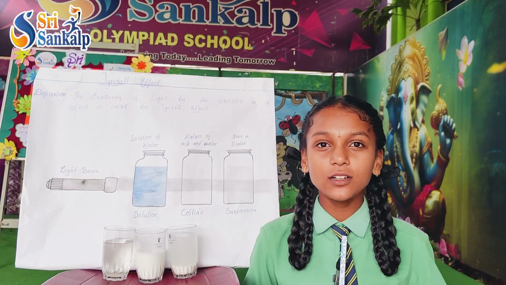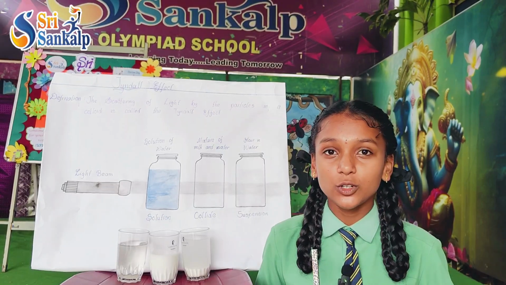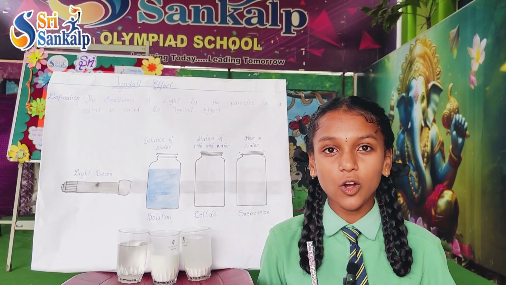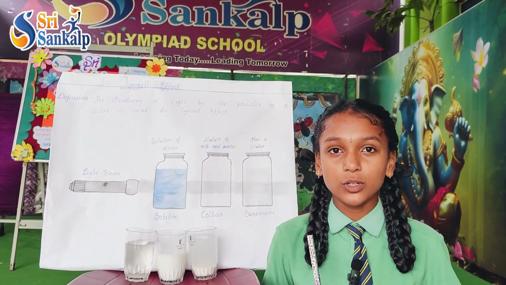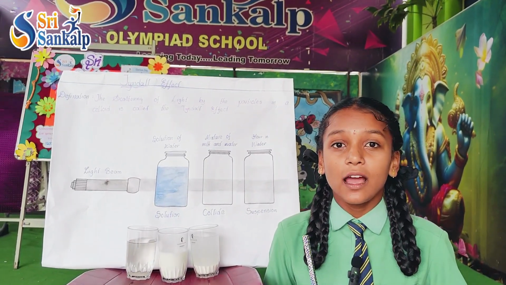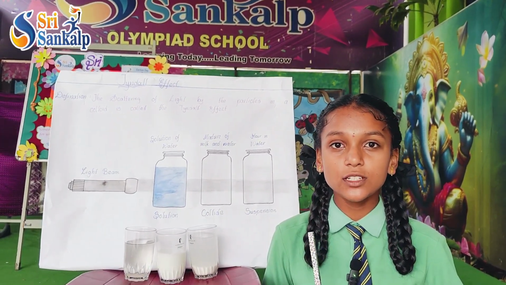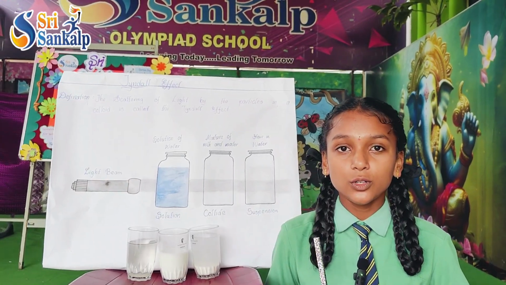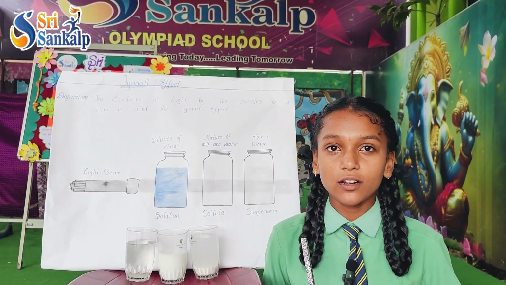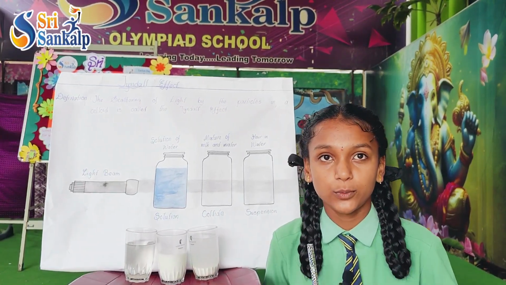I am telling about solutions. There are two components, solute and solvent. Solute: the component of a substance which dissolves in another component is called solute. For example, copper sulfate in water. Water is a solvent. Solvent: the component in which the solute dissolves is called solvent. For example, sugar in water. Sugar is a solute.